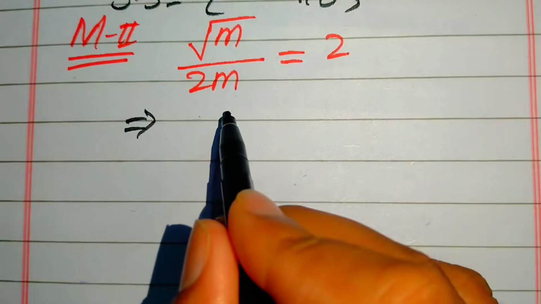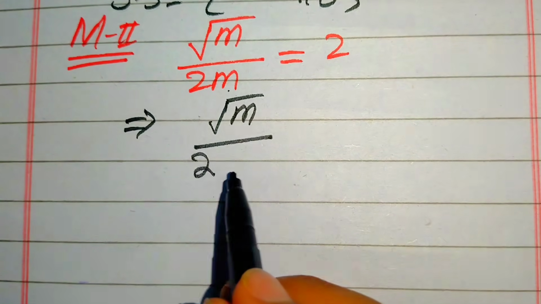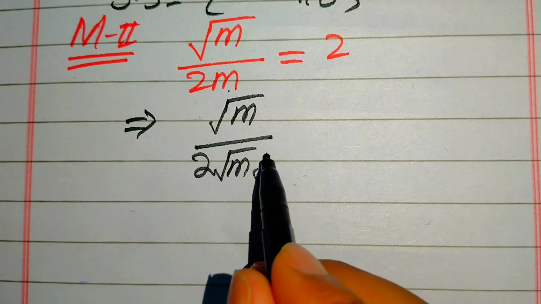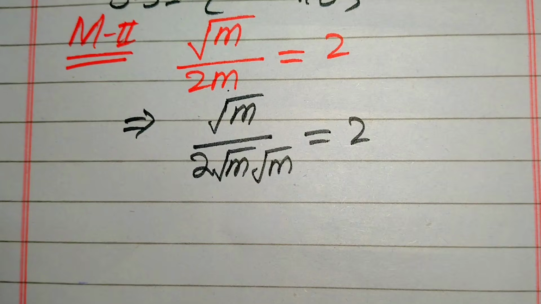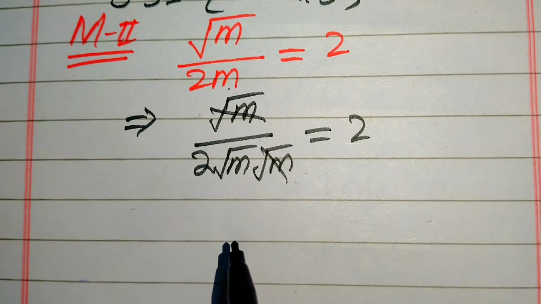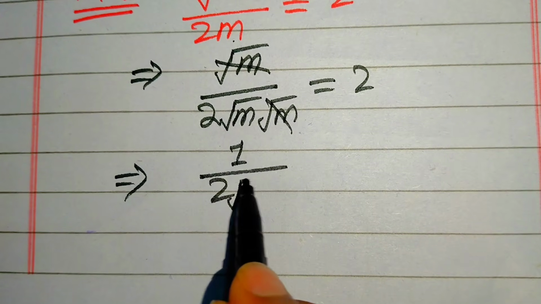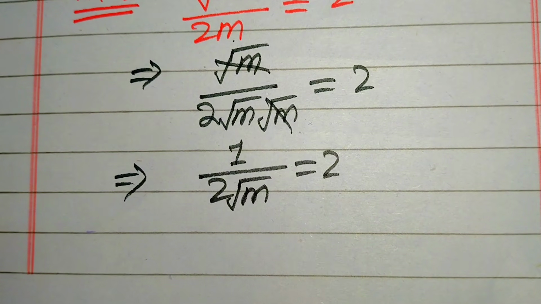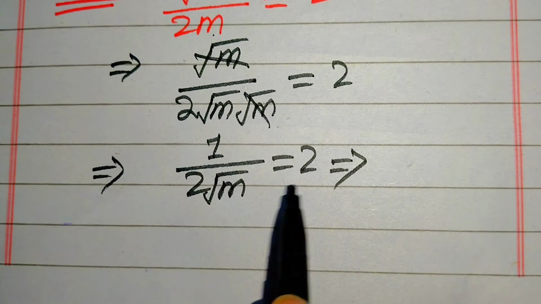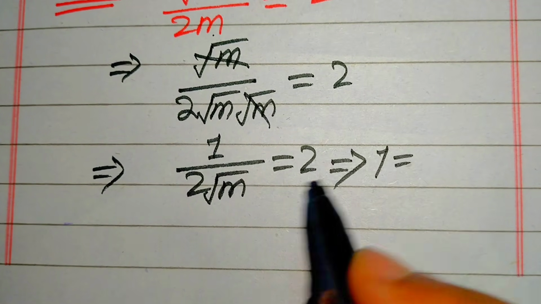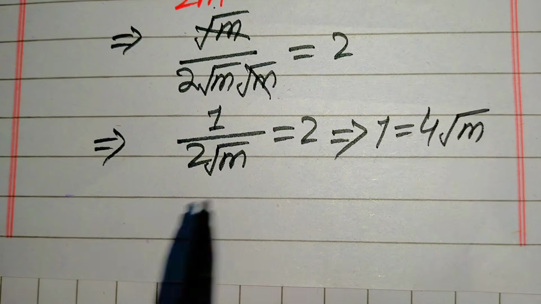So first we rewrite this equation as square root of m divided by 2 times m, and we write this m as square root of m multiplied by square root of m, equals 2. So you see here this square root of m and this square root of m cancel, and we obtain 1 divided by 2 times square root of m equals 2. And this implies that we move 2 times square root of m to the right hand side, and we get 1 equals 2 times 2 becomes 4 times square root of m.